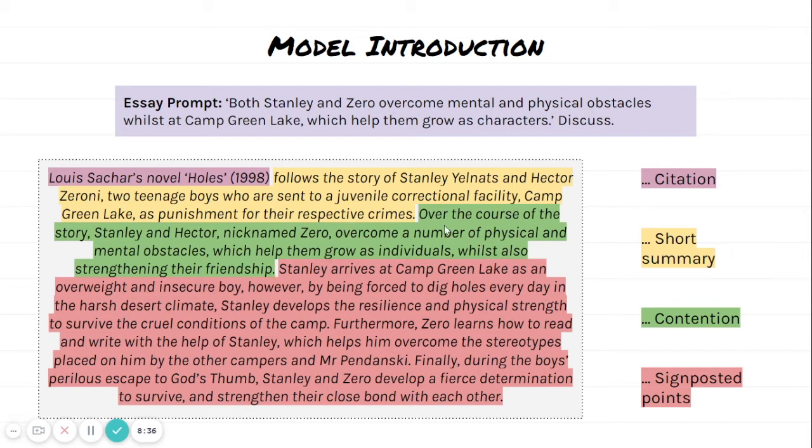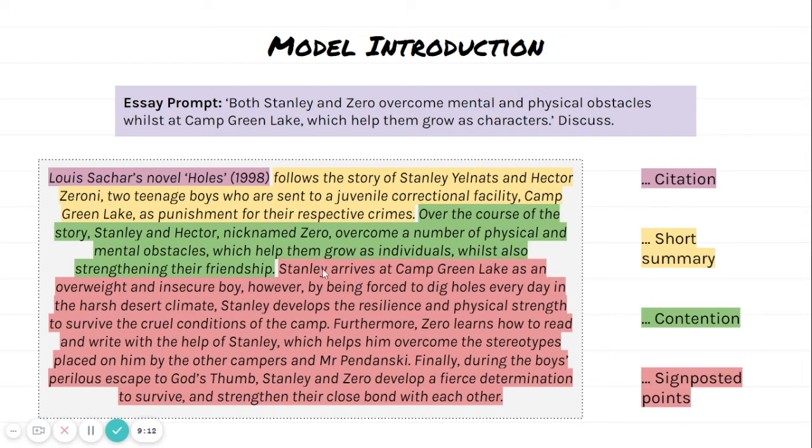The green here is really important. That's my contention. So I'm arguing here, my point of view is that over the course of the story, our 2 main characters that we follow, Stanley and Hector, overcome a number of physical and mental obstacles, which help them grow as individuals and also strengthen their friendship, their bond. That's my contention. That's how I've decided to answer this essay topic. I'm completely agreeing with it in this sample introduction. Now, obviously, you could disagree with this topic as well, but in this sample intro, I've decided to agree fully.